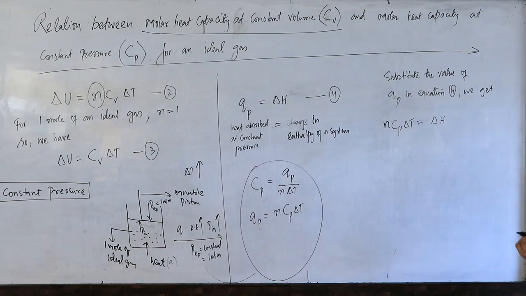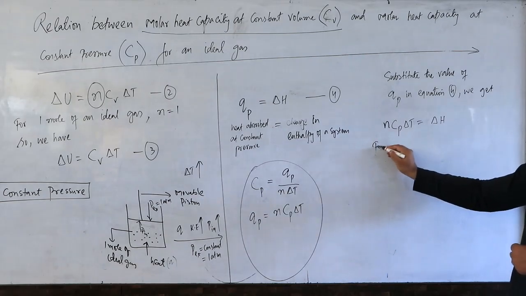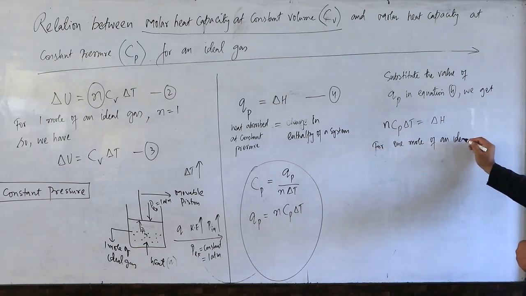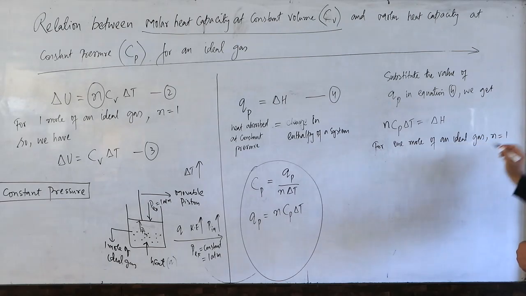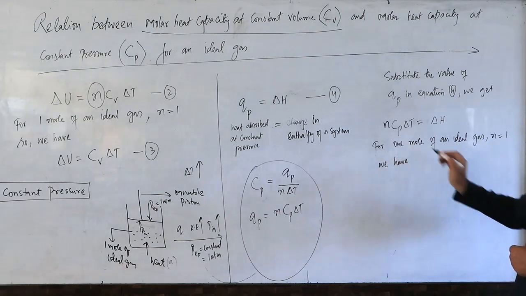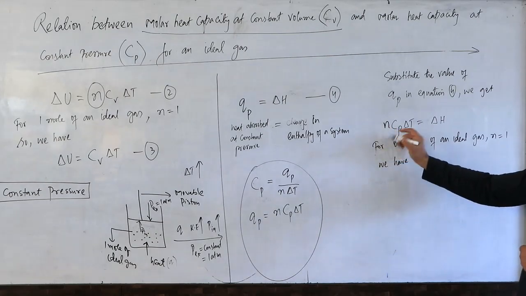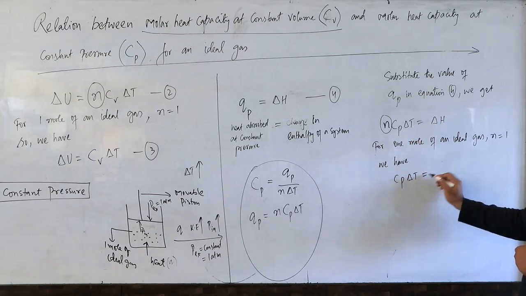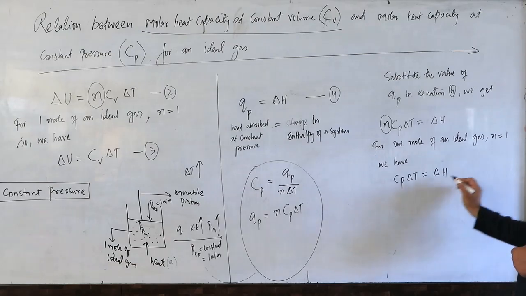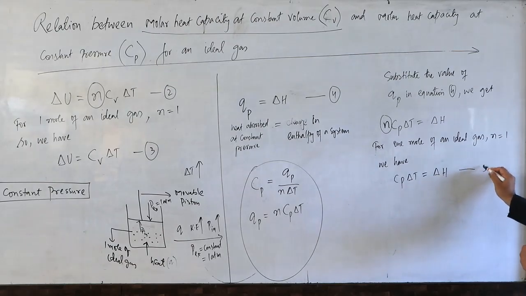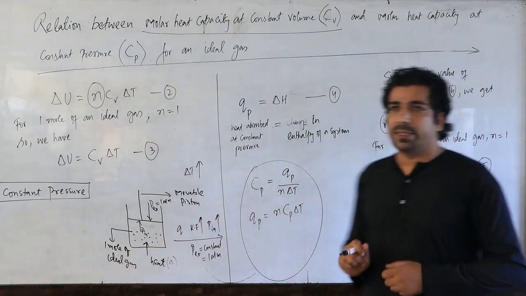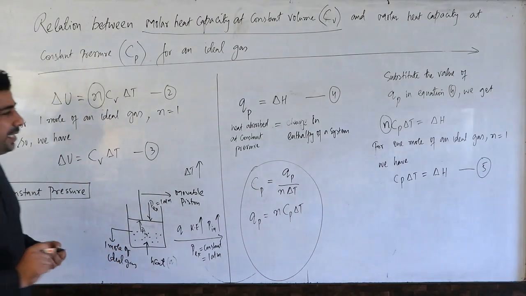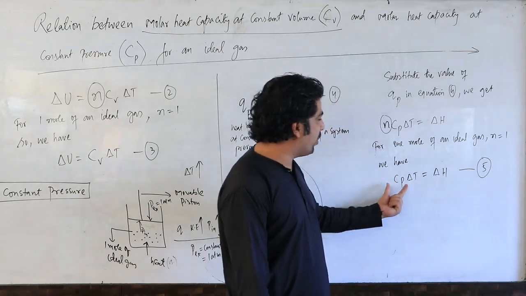Or before calling it as equation number 5, let us do one thing. For 1 mole of an ideal gas, that is n is equal to 1, what we have, my dear friends? n value is equal to 1. So we'll be having Cp delta T is equal to delta H, and we can say that this is equation number, let us suppose, 5. So now, my dear friends, in previous equation I found that delta U is equal to Cv delta T, and here I found that delta H is equal to Cp delta T.